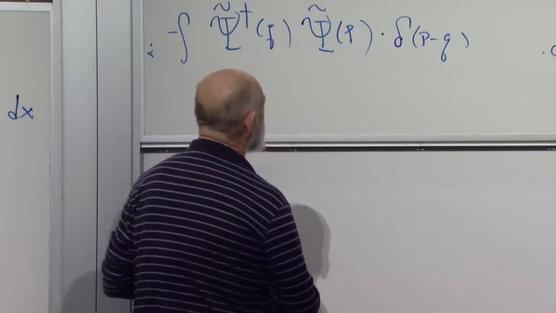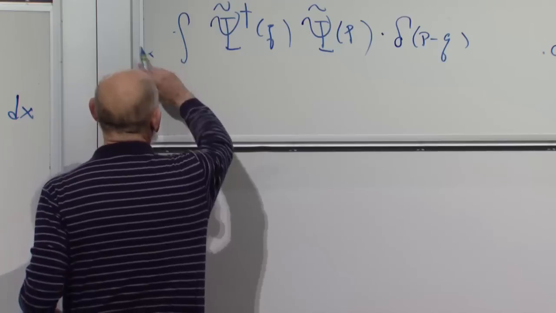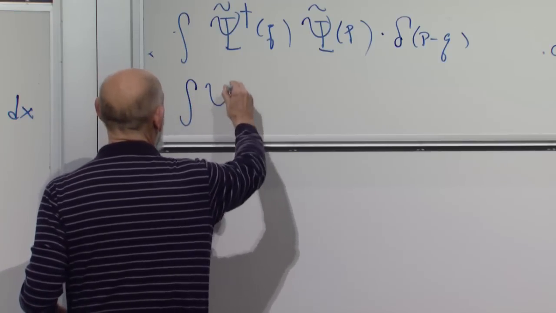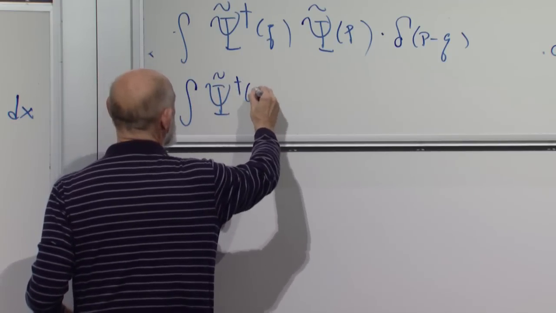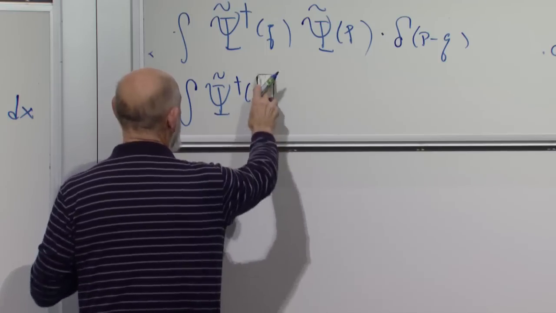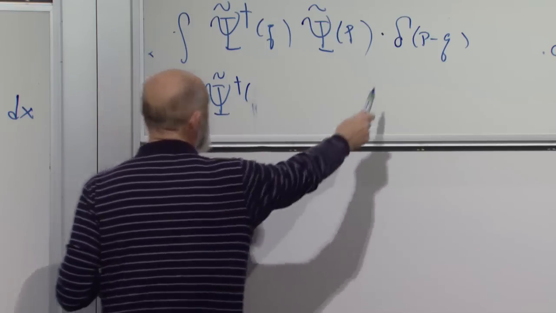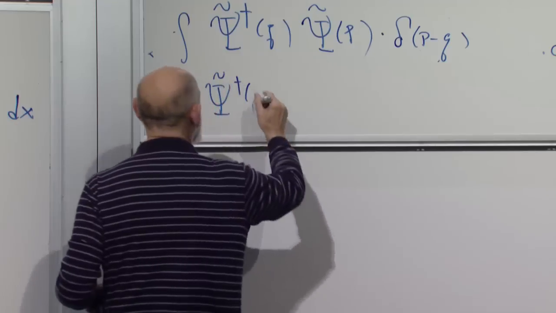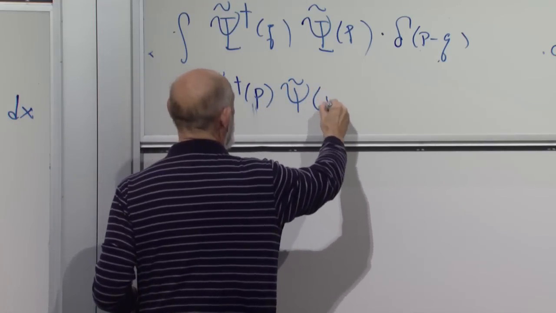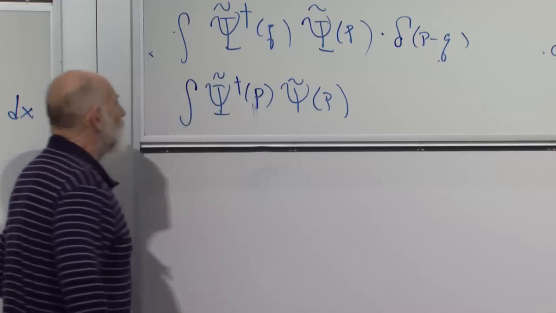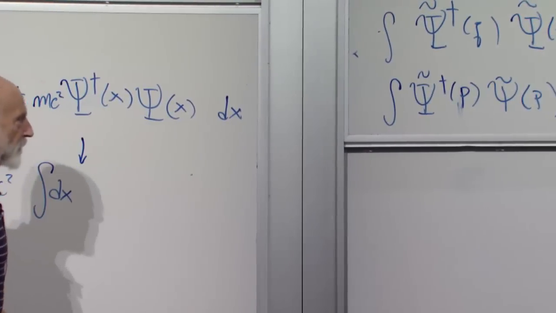Well, it's just the instruction, do the integral but set p equal to q. If you set p equal to q, there's only one integration, and this is just equal to psi dagger twiddle of Q. Let's write it as P. Instruction here is set Q equal to P. So this is psi dagger of P times psi of P.